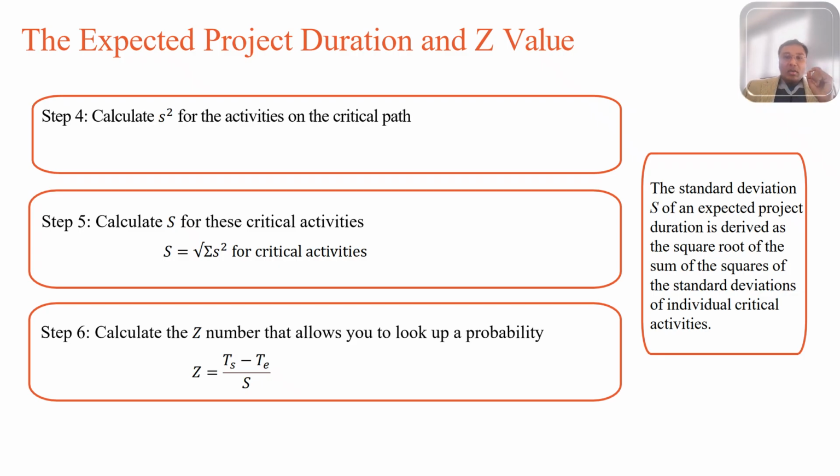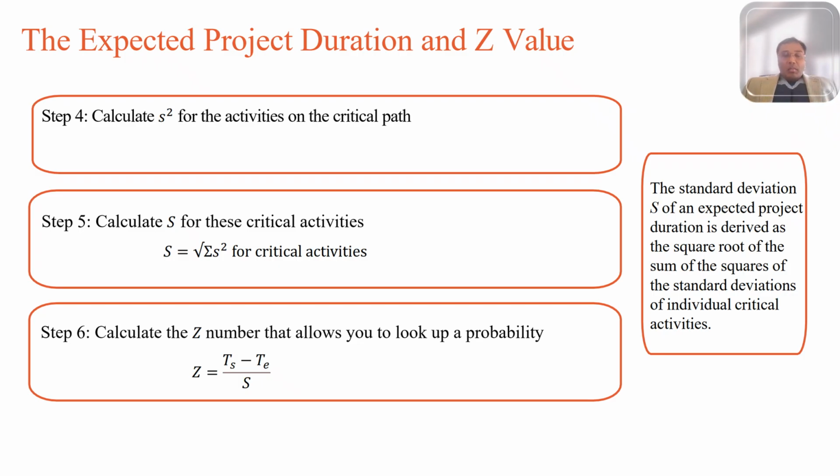Now, to calculate the total SD, the capital S, is your step 5. You sum the variances of all the critical activities and then square root it. So now you compute the project standard deviation by summing the squares of the critical activities' sigma values and taking the square root. Now you have the mean and standard deviation for the whole project. That's how you do the calculation.